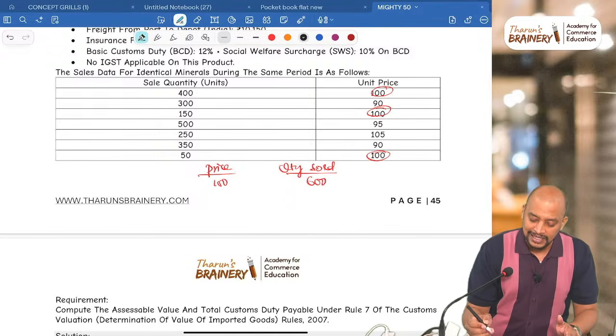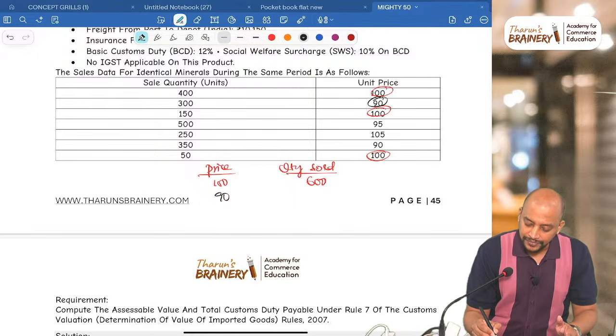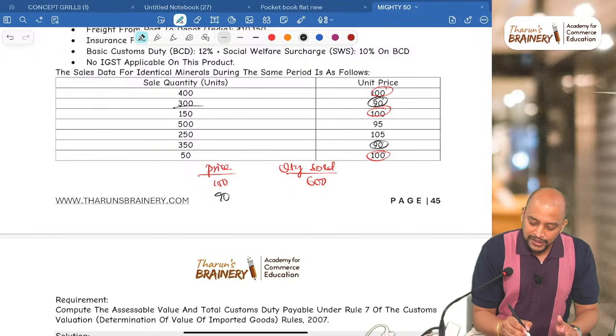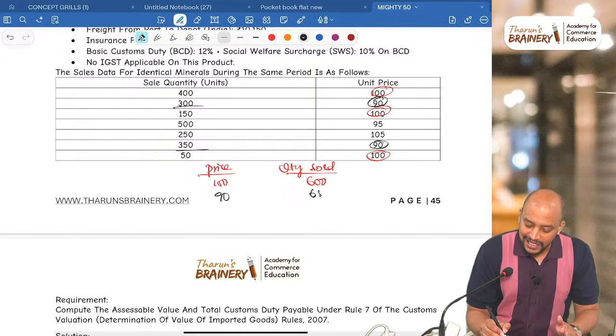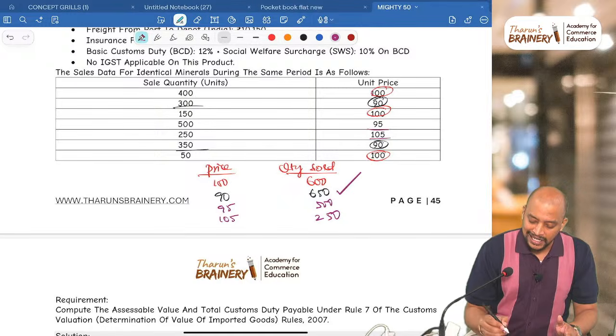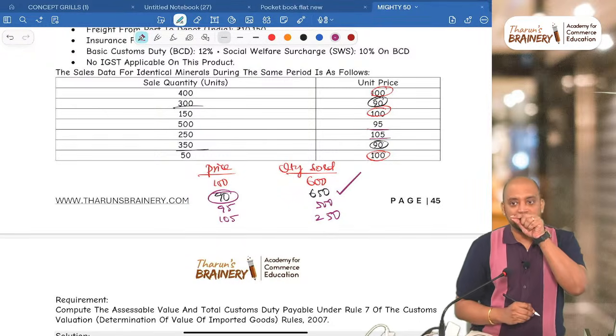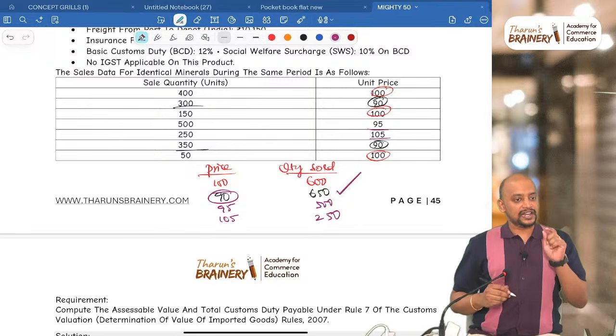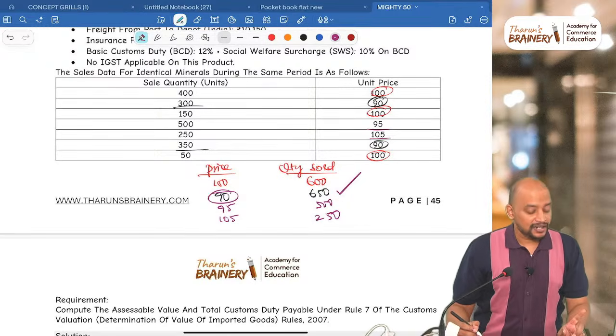Then next, at 90 rupees price, how much is sold? 650. Then at 95, how much is sold? 500. And at 105, how much is sold? 250. So what is the highest quantity? 650. At that, what is the price? 90. 90 should be taken, not 95.